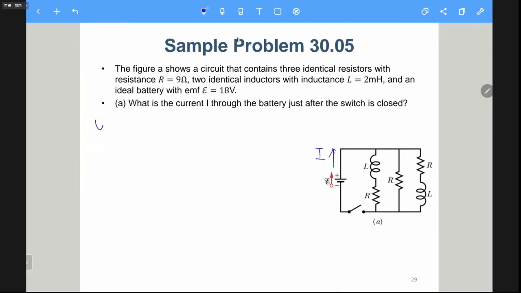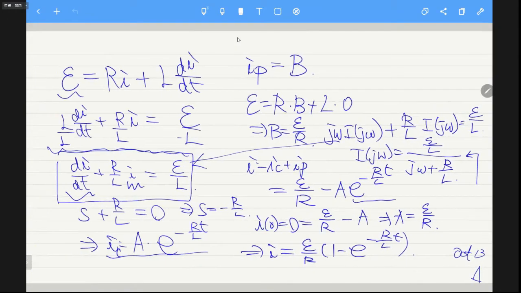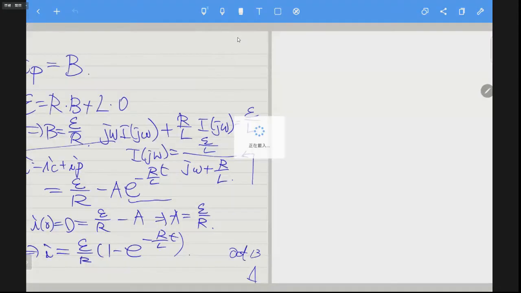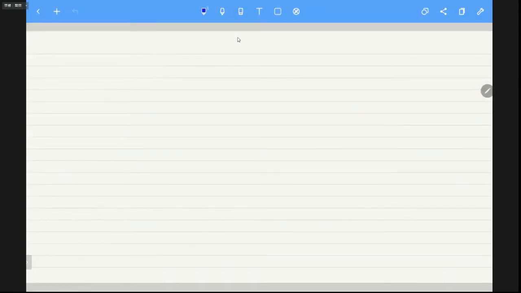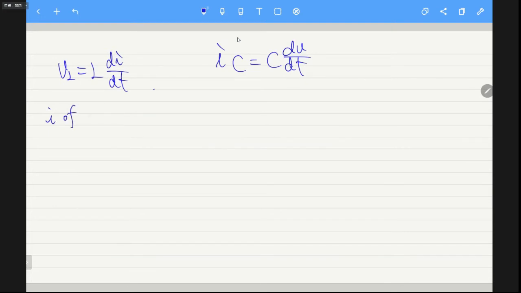so we have a VL, actually not directly related to this problem, but maybe I just add a page here. What we need to remember is that VL equals L di dt, and also IC equals C dV dt, like this. Which means that the current of the inductor is continuous, and here the voltage of the capacitance is continuous.